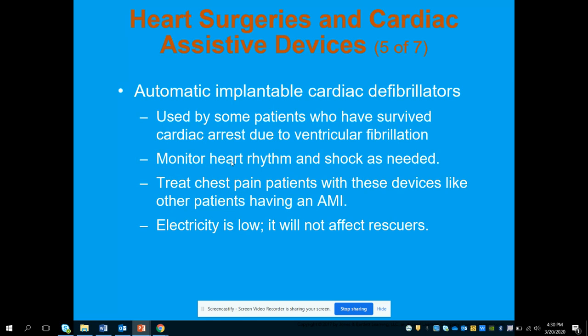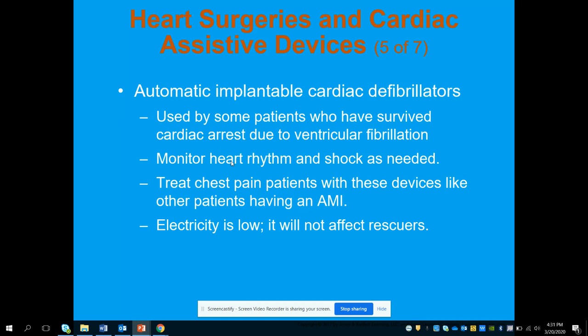Looking at automatic implantable cardiac defibrillators, again, a patient could have just a pacemaker, they could have just a defibrillator, or they could have one that is a combination of both a pacemaker and a defibrillator. So make sure you know what you're dealing with here. If it's just a defibrillator, this is usually used by someone who has survived a cardiac arrest due to a previous ventricular fibrillation or other abnormality there. And it constantly monitors the heart rhythm and it shocks as needed. So if it senses that the patient is going into ventricular tachycardia or another deadly arrhythmia like that, it will go ahead and deliver a defibrillation.